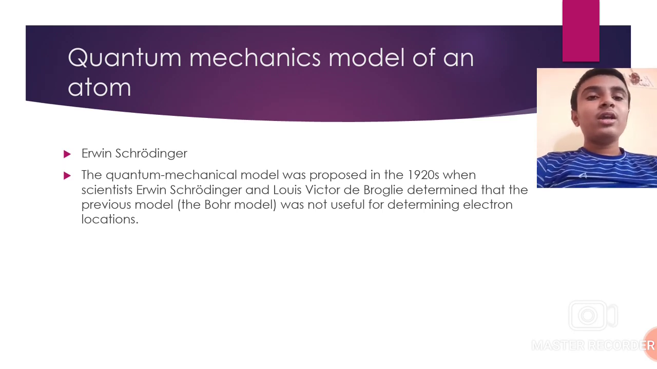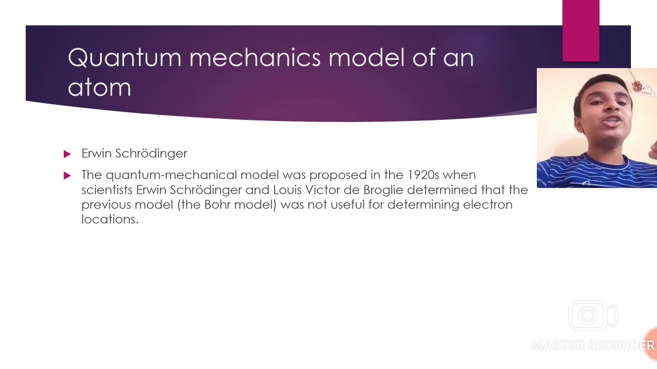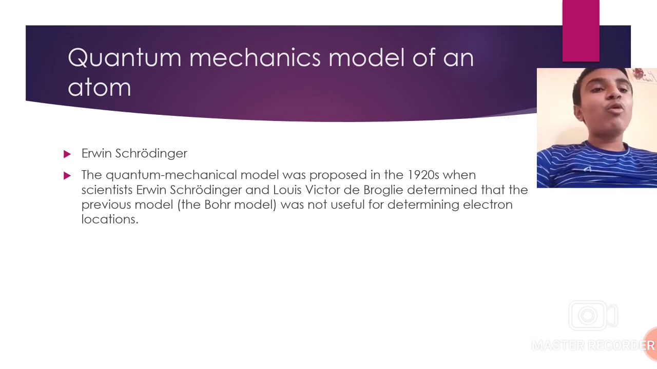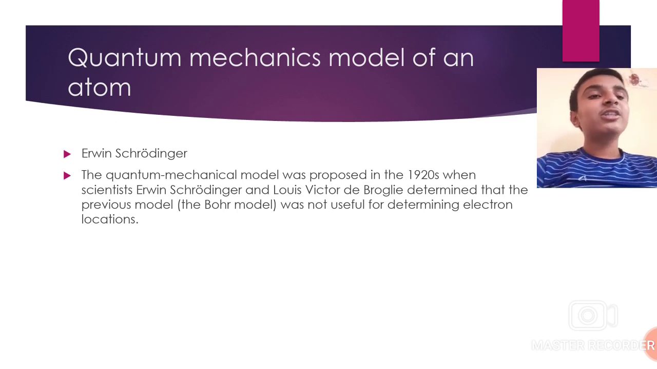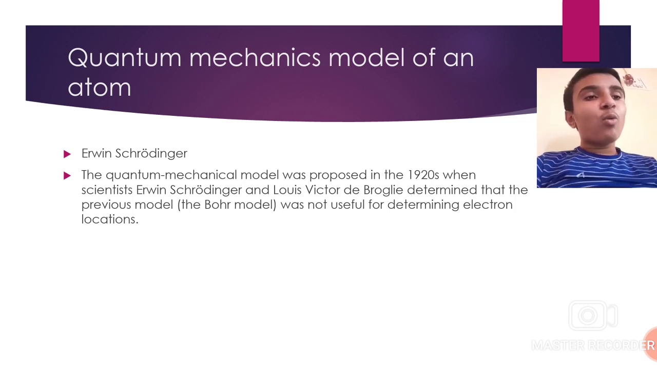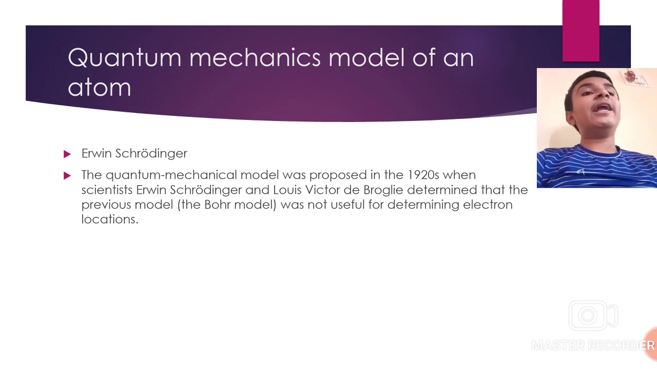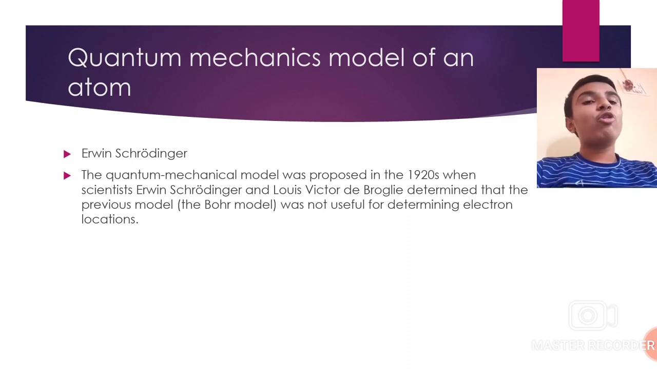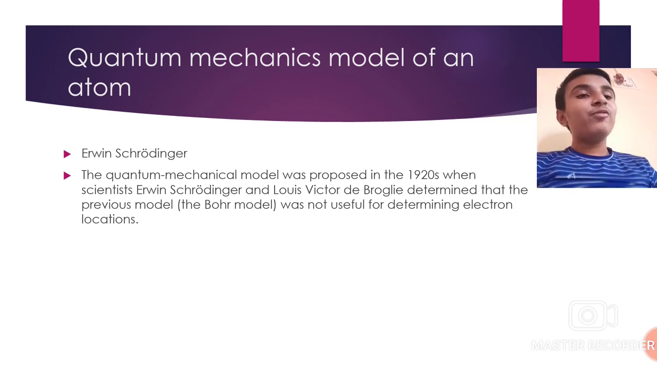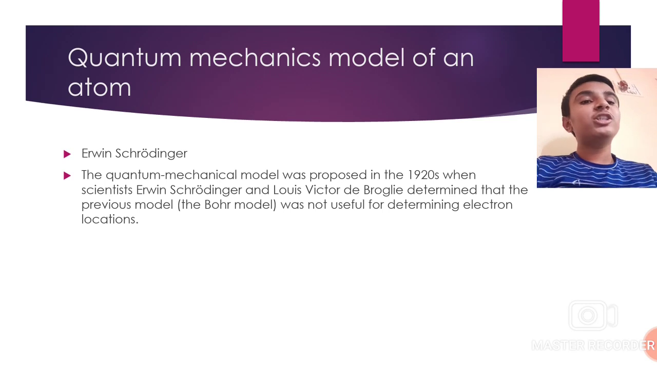The quantum mechanical model was proposed in the 1920s when scientists Erwin Schrödinger and Louis Victor de Broglie determined that the previous model, the Bohr model, was not useful for determining electron locations. Yes, friends, the Niels Bohr model was correct, but it was not absolutely correct. We cannot determine the electron location from that model, but we can determine it by the quantum mechanics model of an atom. Not exactly determine, but we can assume that the electron location is here.